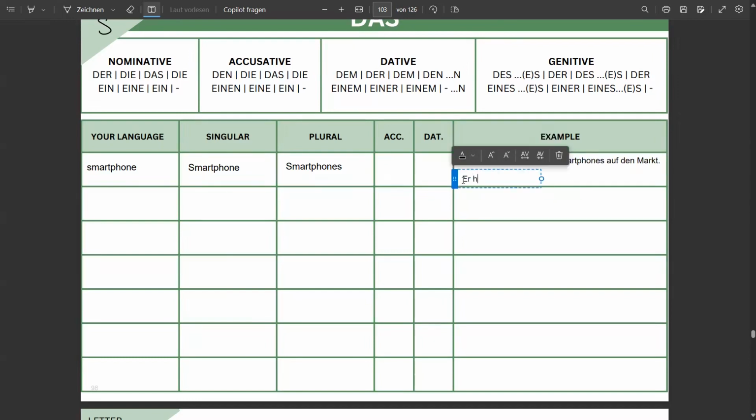Next sentence. "Er hat das neueste Smartphone." He has the newest smartphone. Akkusativ. "Er macht alle, or alle, it's the same, all seine Videos mit dem Smartphone." He does all his videos with the smartphone. Here we have mit, therefore we have Dativ.